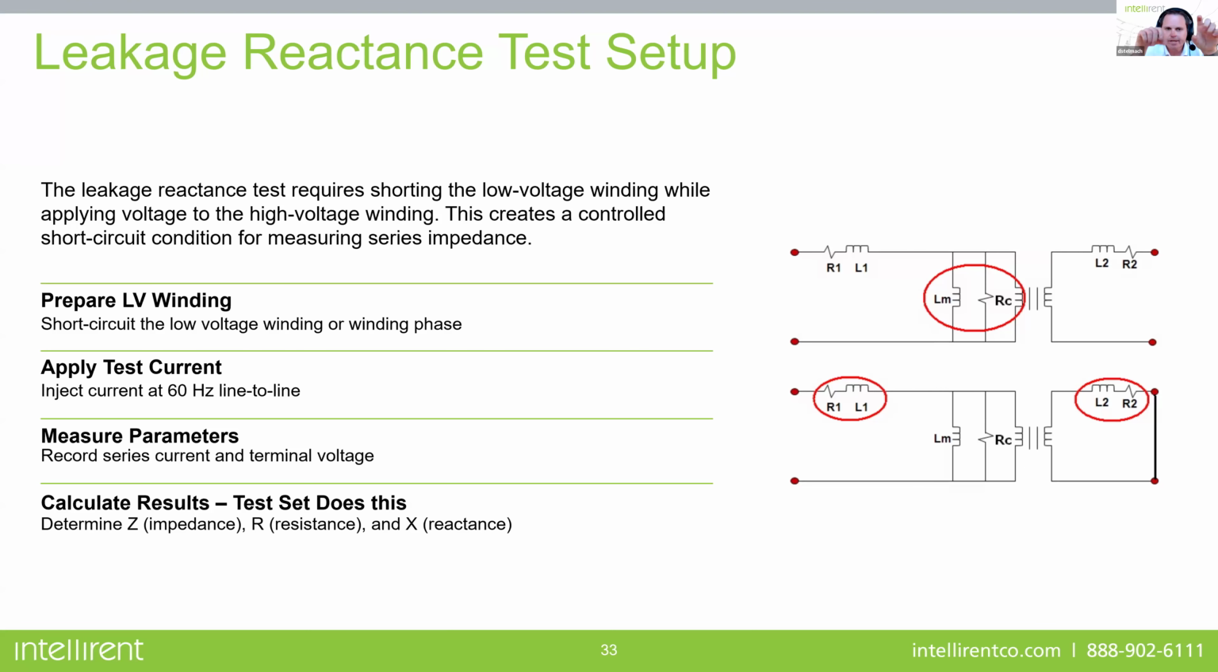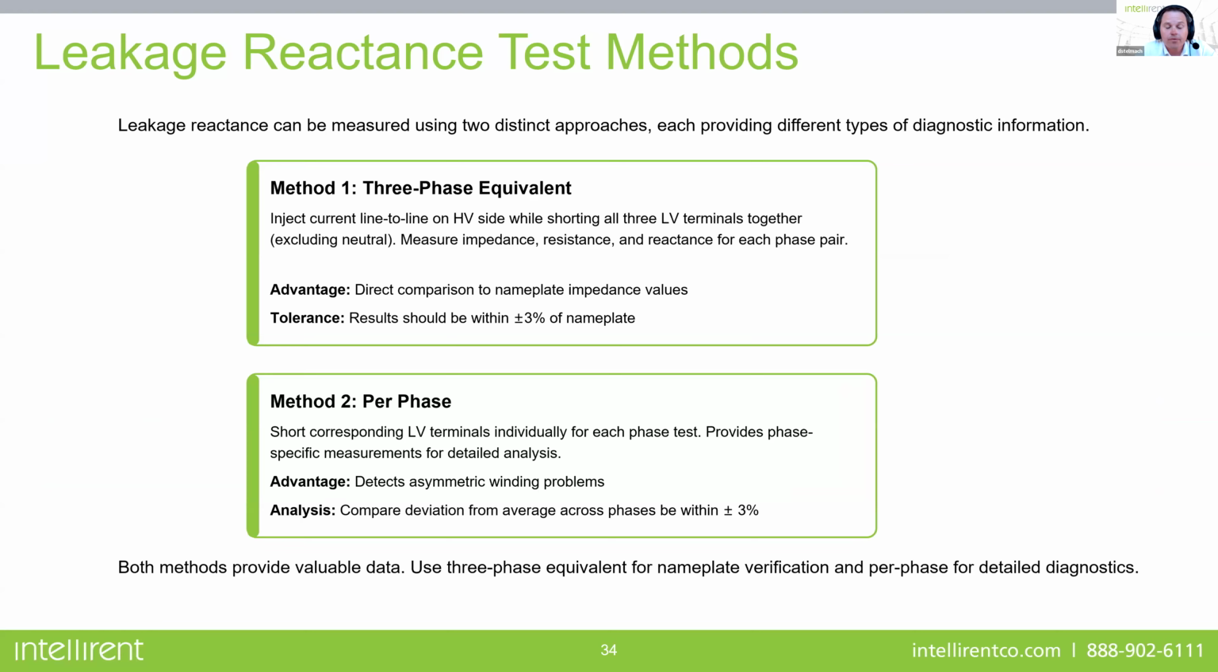So when I inject on the high side and I short the low side, the current always flows through the path of least resistance. So it goes around the core, right back into my test set. And we're going to take measurements by shorting the low side, injecting on the high side, and we're going to measure the impedance of each phase. So you have something called a three-phase equivalent, which you're going to match to the nameplate. What's nice about this is that the factory does this and they stamp it on the nameplate. So we have one data point to compare to.